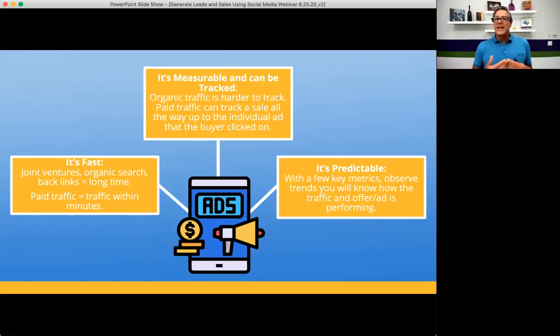So you can create an ad for your product or service, and you can see within minutes of putting up that ad how many people click, how many people take the action that you want to take, how many people buy or how many people don't. And then you can track and measure and iterate very, very fast.